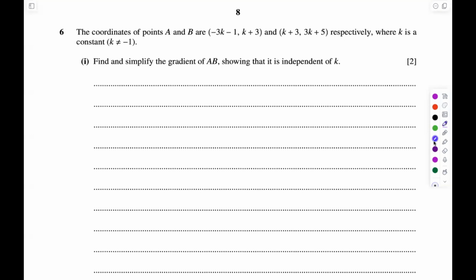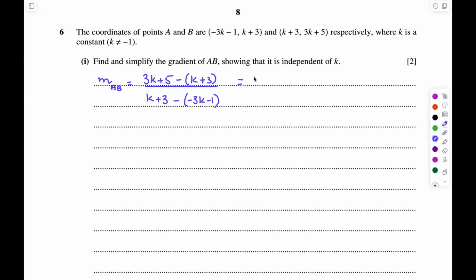In question 6, the coordinates of points A and B are given as A is (3k minus 1, k plus 3) and B is (k plus 3, 3k plus 5). In part 1, we have to find and simplify the gradient of AB and show that it is independent of k. So the formula for gradient is y2 minus y1 over x2 minus x1. We can take y2 as 3k plus 5 and subtract k plus 3, which is y1, divided by x2 minus x1. So x2 will be k plus 3 and we'll subtract from it 3k minus 1.